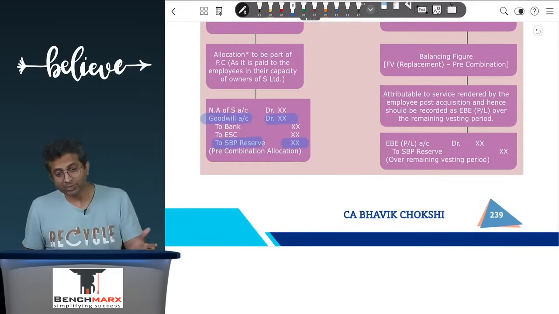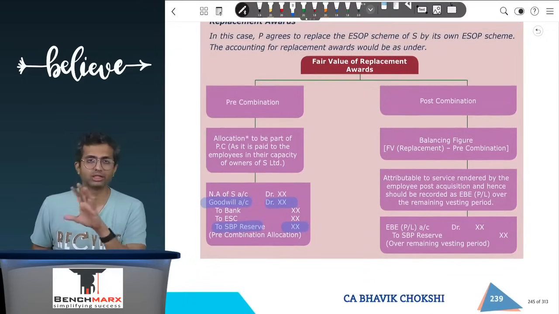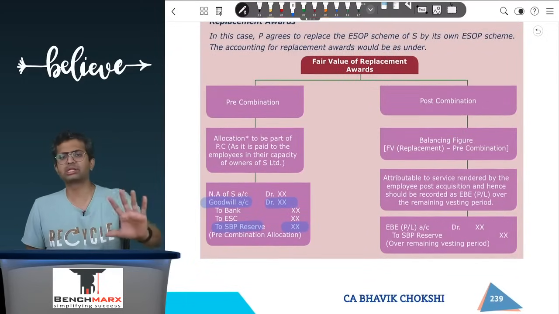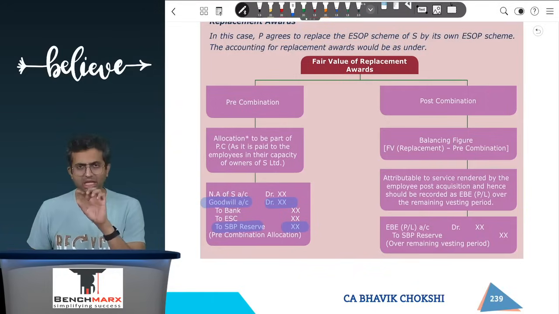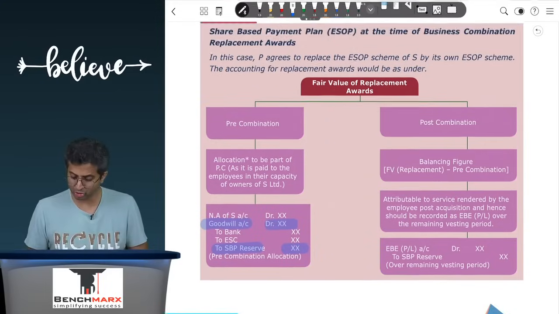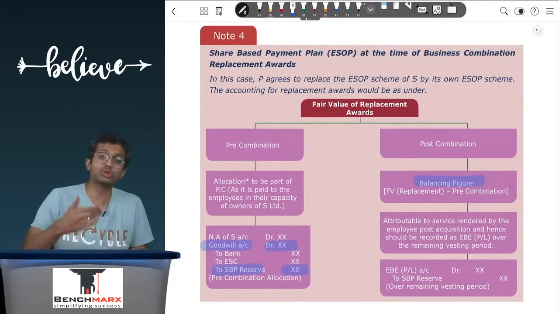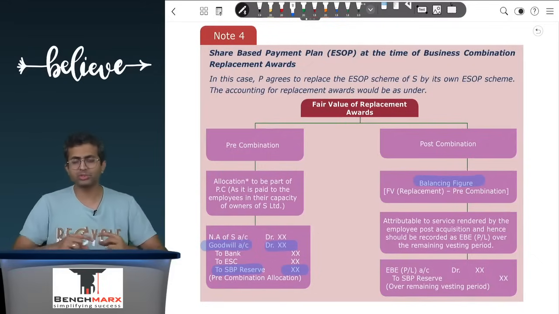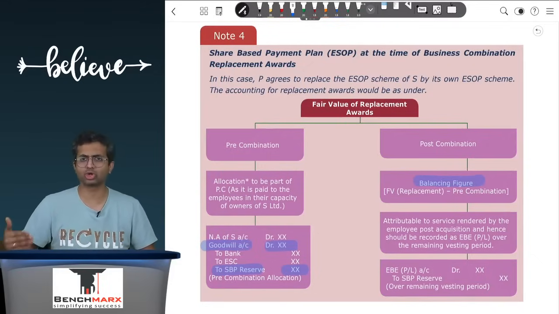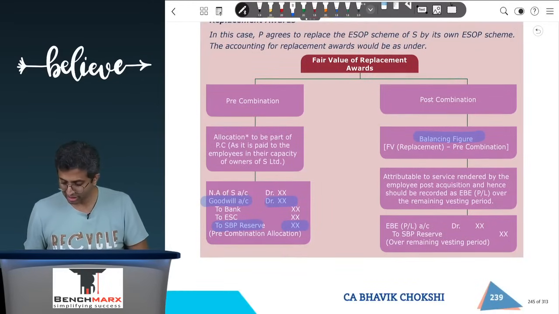On the other hand, the balancing figure. For example, there were replacement awards worth, let us say, 90, out of which let us say 30 is attributable to pre-combination. Then the remaining 60, that is 90 minus 30, is attributable to post combination. This is calculated typically as a balancing figure, and is to be accounted for as per Ind AS 102, which is share based payments, as and when the employee renders service. So this will be recorded as remuneration cost as and when the employee renders service. So this is attributable to service rendered.